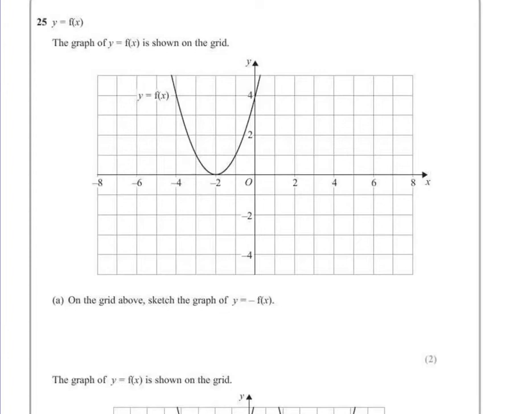Question 25. Y equals f of x. The graph of y equals f of x is shown on the grid. So part A, on the grid above, sketch the graph of y equals negative f of x.